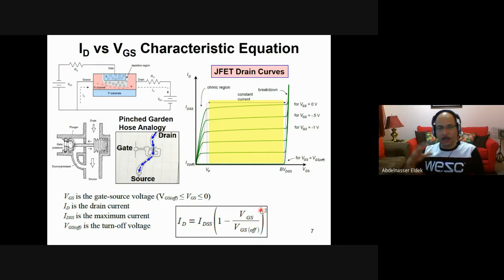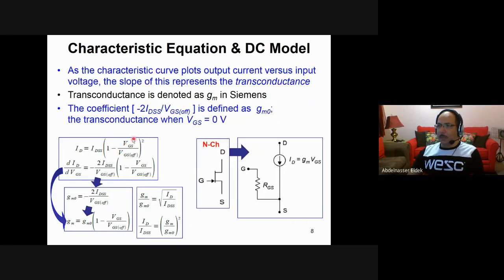So this is the relation between the drain current, or the drain-source current, and the voltage between the gate and the source. Okay, so this is the equation here for ID. This is the same one. We can replace this one by what we call GM.